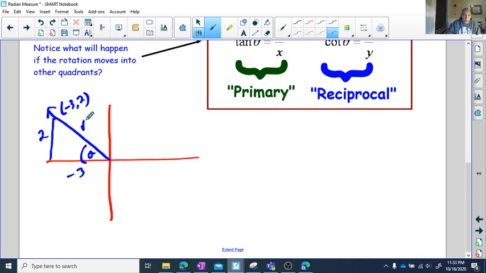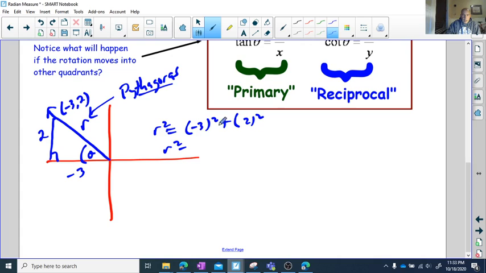And my r value, you'd say, well, I don't know what r is. Well, these are always going to be right angle triangles, so we can always find r using the Pythagorean theorem. If I needed to get the r value, r squared would equal negative 3 squared plus 2 squared. So r squared would be 9 plus 4, which is 13. So r would be the square root of 13. So this side is the square root of 13.